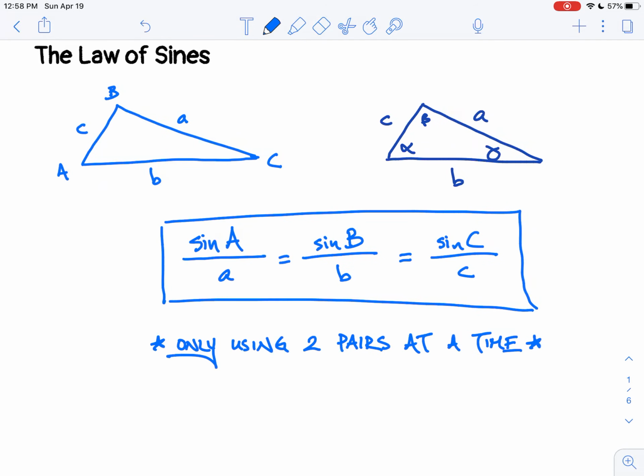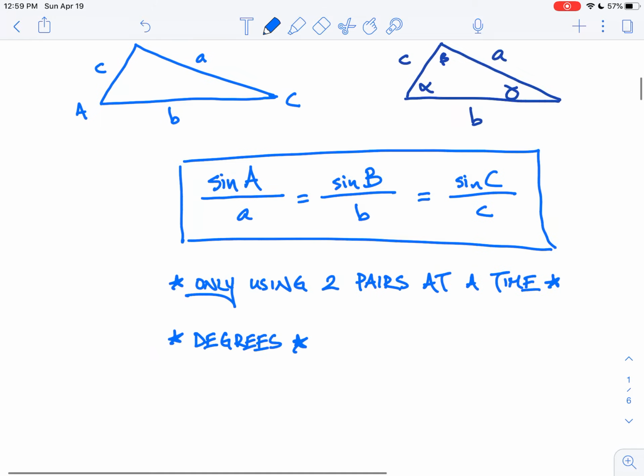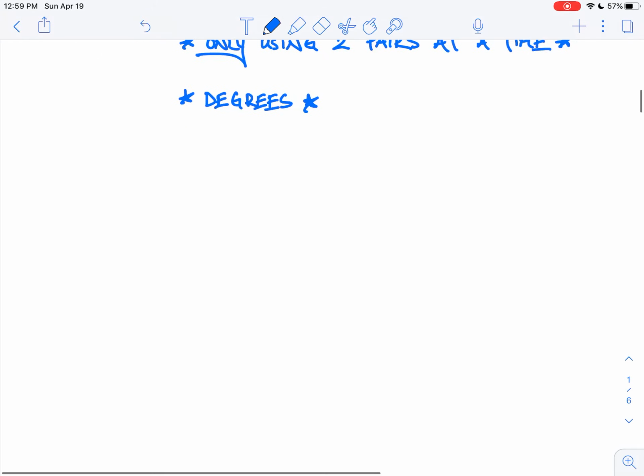If you don't have a calculator with you already, I would go ahead and grab a calculator, of the scientific variety, and you want to make sure that you are in degrees, not in radians. Okay, so most of our work here is going to be in degrees, so just make sure that you have the right setting on your calculator. All right, well, let's try some examples.